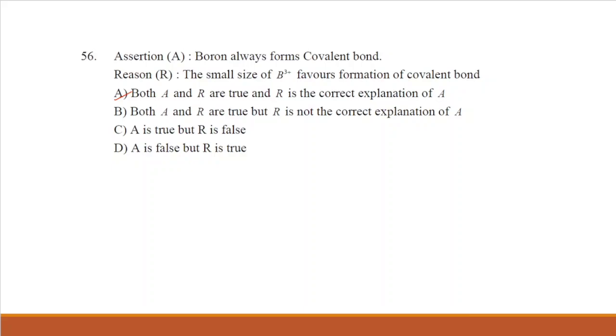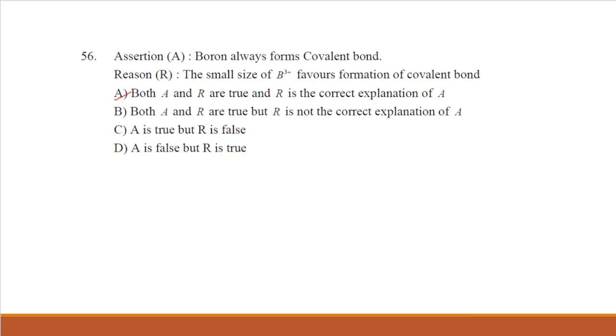Boron always forms covalent bond. The small size of B+3 favors the formation of a covalent bond. Yes, definitely. Due to the small size and high ionization enthalpy, not only high IP, if we consider the polarizing power, it is very much high for boron, and hence it tries to form covalent bonds rather than ionic bonds. Not only boron, lithium and beryllium also try to form covalent bonds, or their compounds are covalent in nature due to small size and high polarizing power.